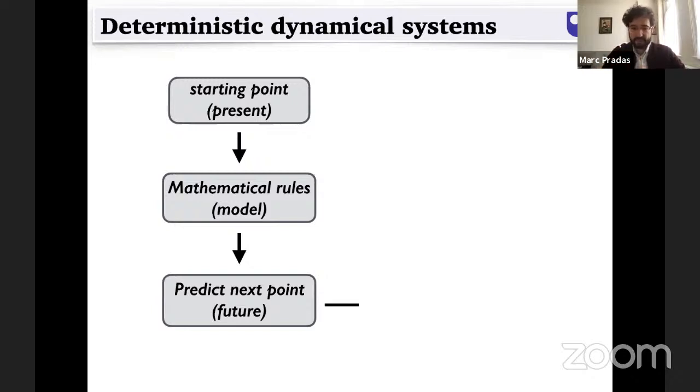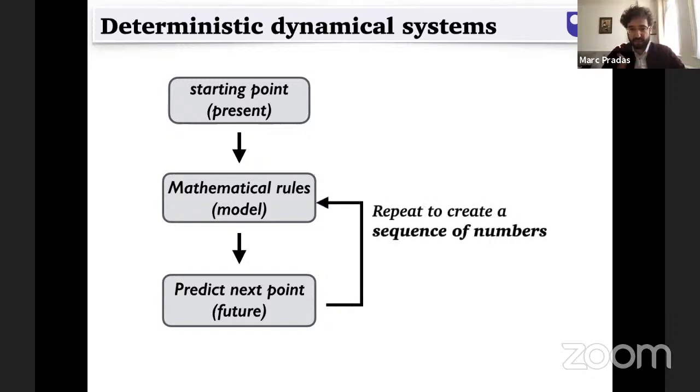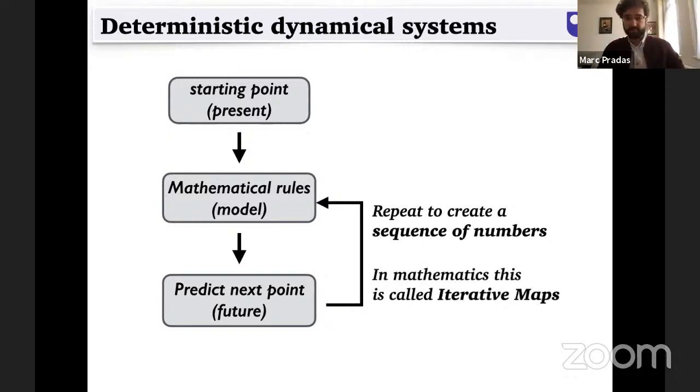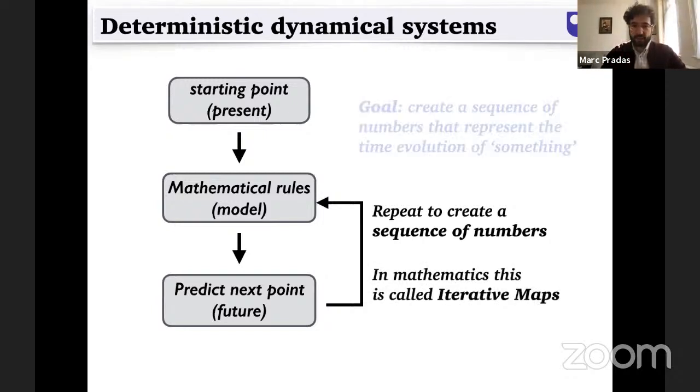If we repeat this over and over, we can recreate a sequence of numbers by using this single mathematical rule, which is the model. In mathematics this is called an iterative map. Basically, the goal is to create a sequence of numbers that represents the time evolution of something. So let's see some examples of this.